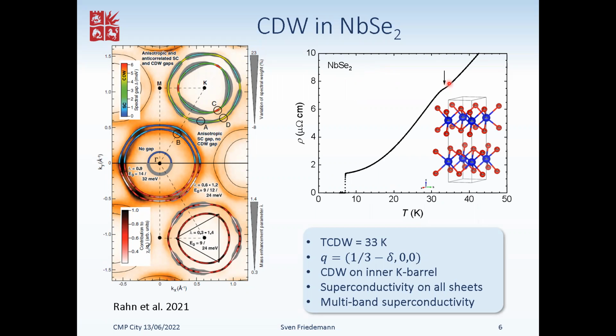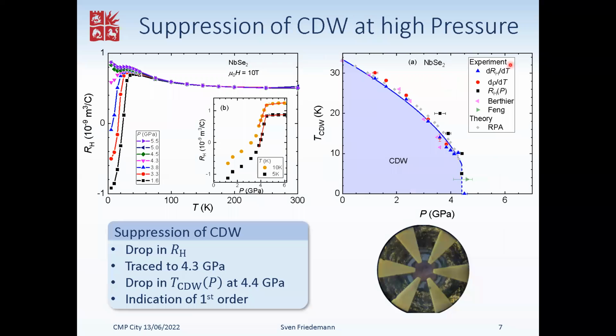It becomes much more visible if one looks at the Hall effect, and that's what we've done in some detail with high pressure measurements. So first of all, at zero pressure, you can see that the Hall effect is fairly temperature constant over a large range, and then it does have a large drop, in fact changes sign, at around the charge density wave transition temperature.